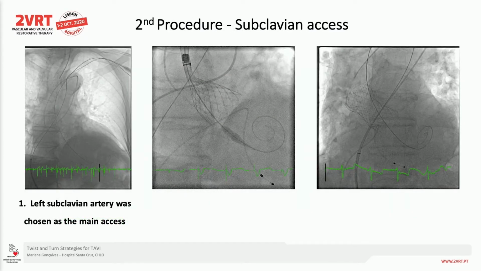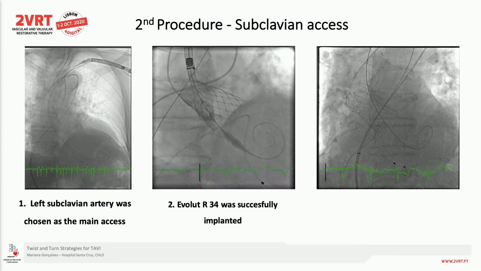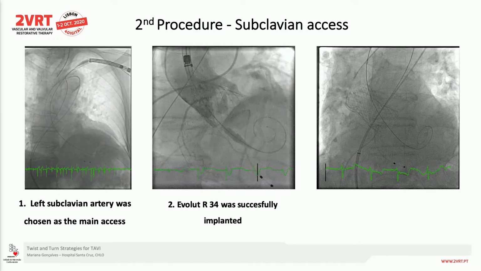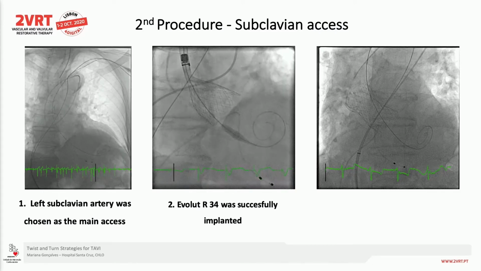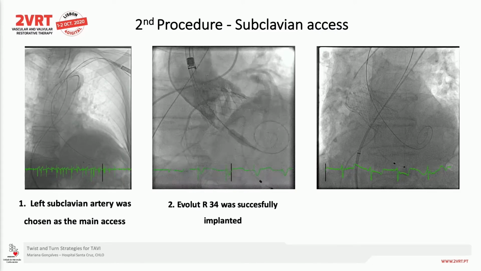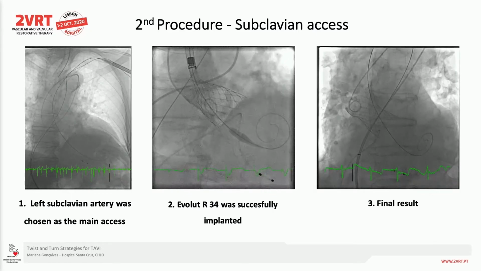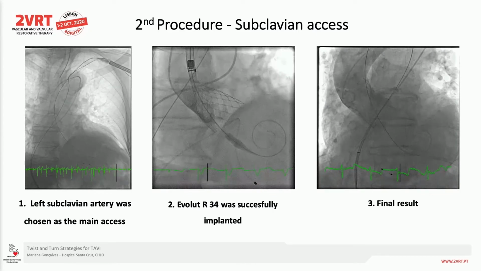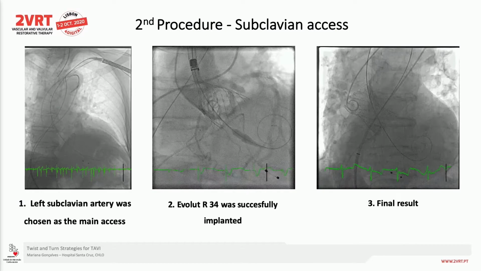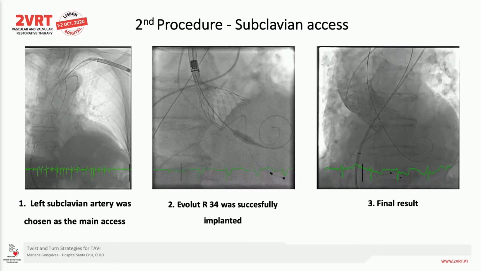Here you can see now the second procedure. The patient was again admitted in an elective way to perform a subclavian procedure. In the second film you can see that the Evolut R was being implanted with a good position. And in the third image, the final result with very mild regurgitation and a good valve expansion.